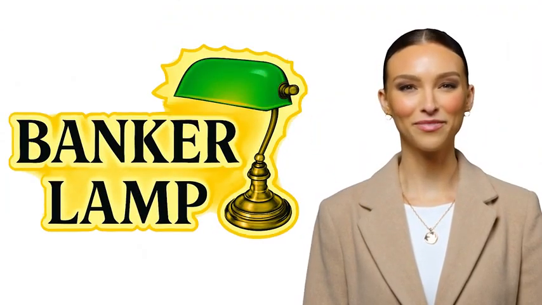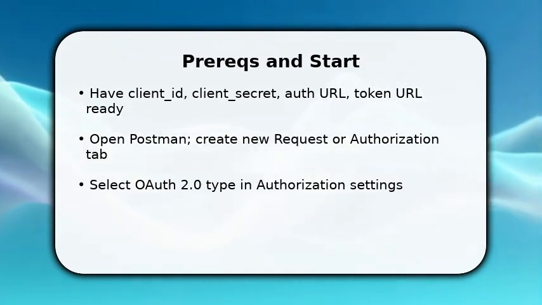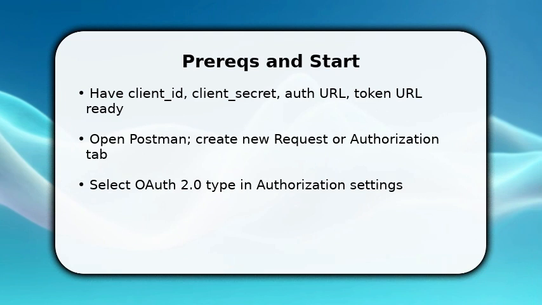Please enjoy the video. You already have credentials and endpoints. Now start. In Postman, create a new request and switch to the Authorization tab. Choose OAuth 2.0 as the grant type so Postman shows the right fields.